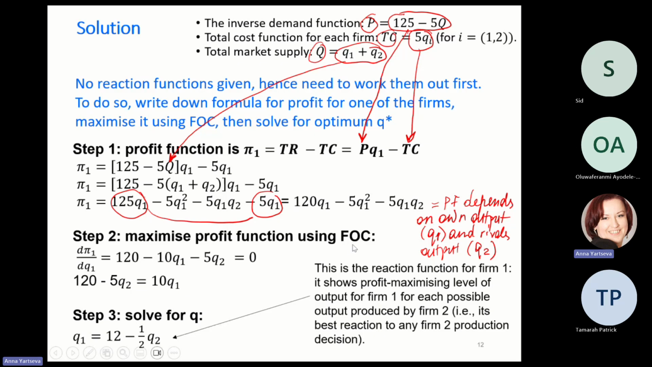So let's work out how we can do this. Maximize profit using first order condition. Because our variable of choice is Q1, we differentiate with respect to Q1. Remember, in this case, using rules of differentiation, Q1 becomes our X. The rest are constants. That's why if we take the derivative of this, what do we have? We have a constant times our variable, 120 times x, basically. And if we differentiate it, we'll only have 120.